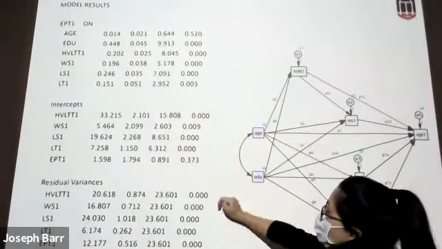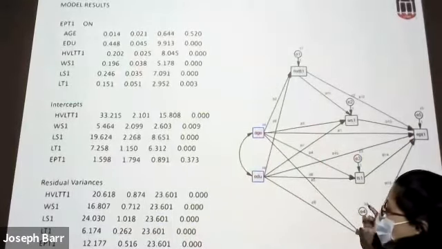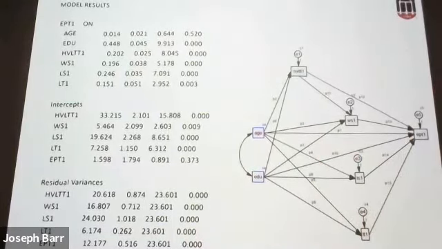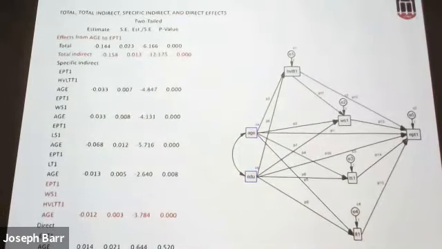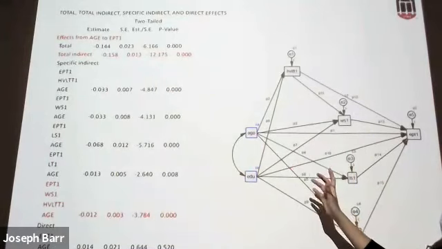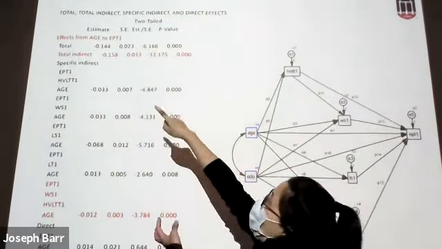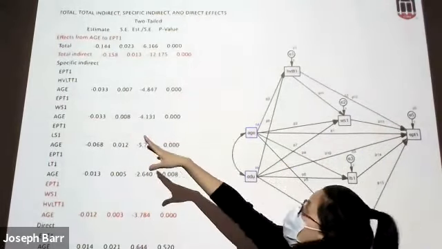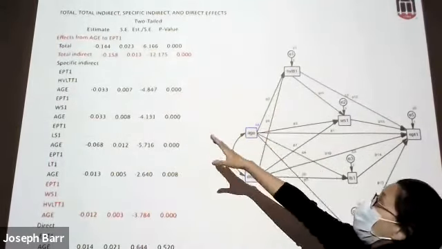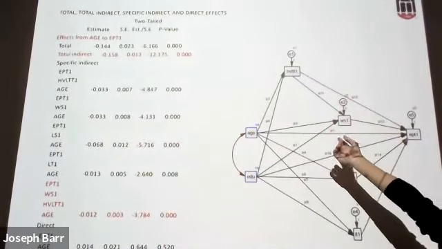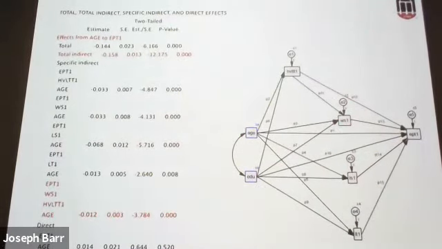HVLTT1, WS1, LS1, LT1, EPT1. Those are residual variances, because those are dependent variables in our model. And we have the mediation effects. Let's look at the last part of the Mplus output. We have total, indirect, specific indirect, and direct effects. So all the mediation effects have been listed here.